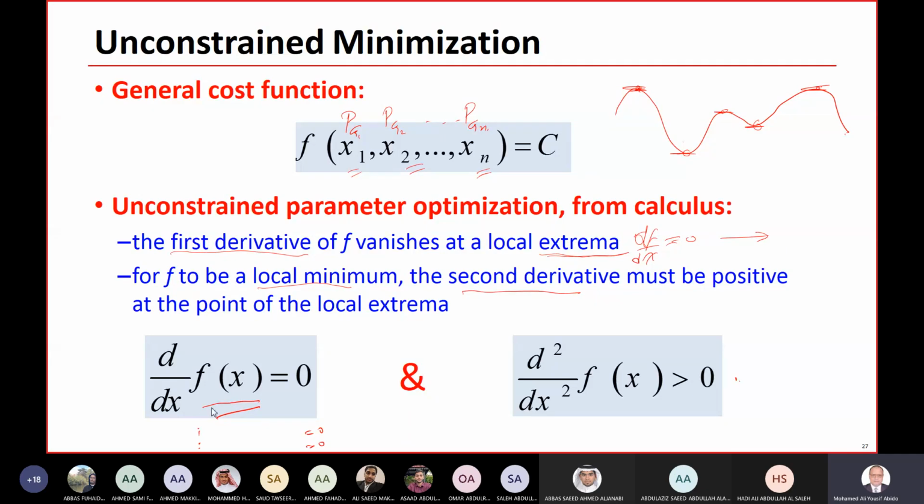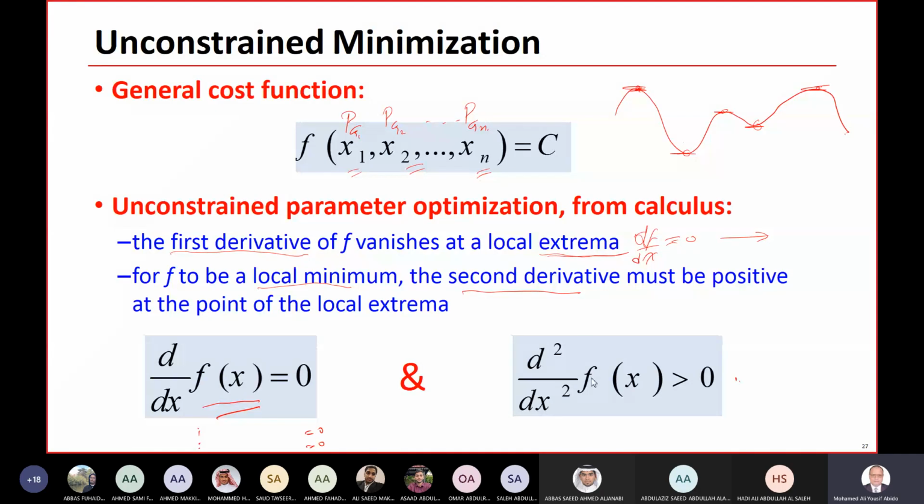And then the necessary and sufficient condition is to have the first derivative equal to 0, and the second derivative greater than 0. So you have a local minima or maxima? Minima. Local minima. If this is less than 0, then it is local maxima. Yes. This is local maxima. And this is local minima. This is local minima. And this is also local maxima.